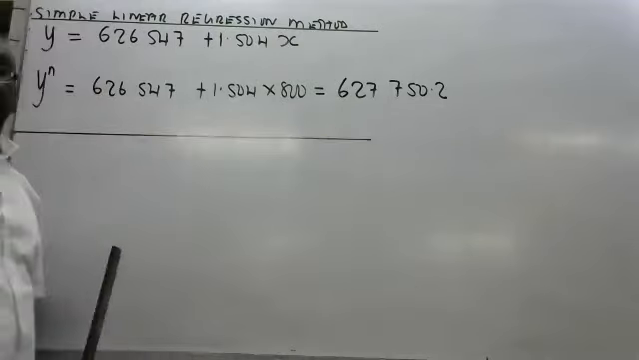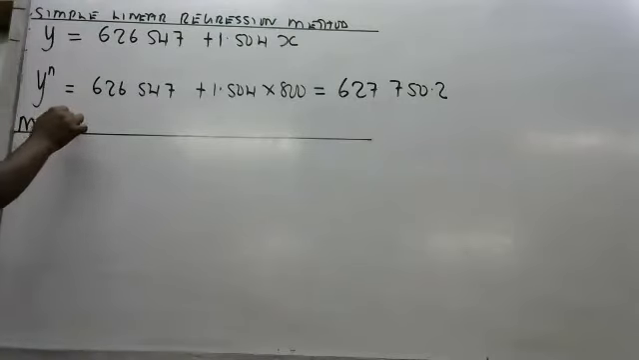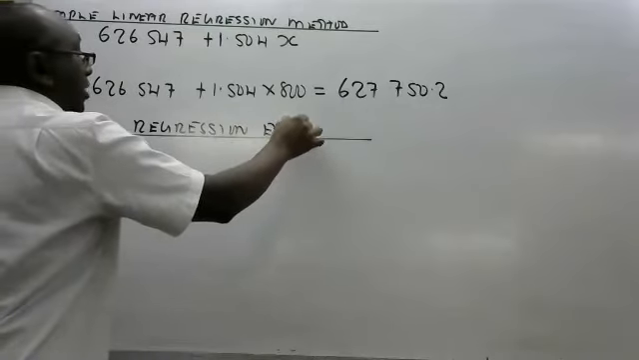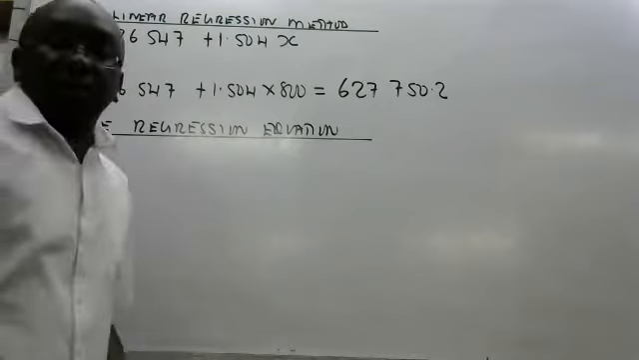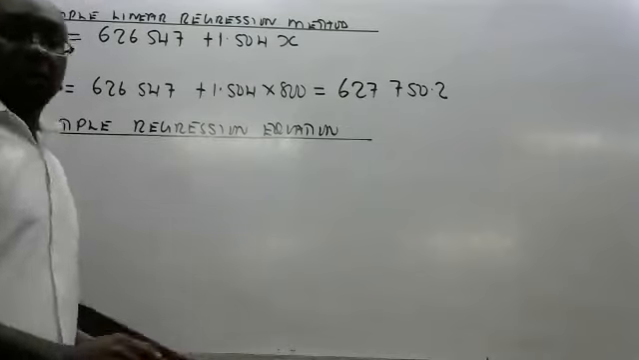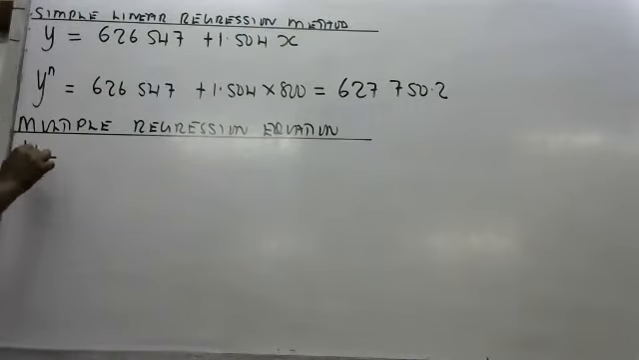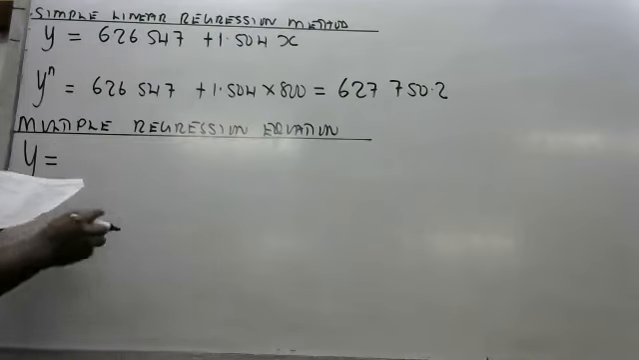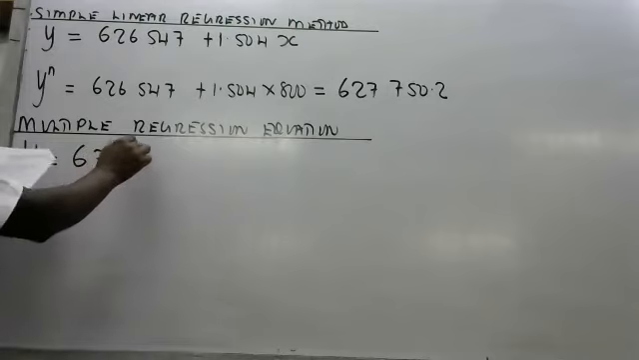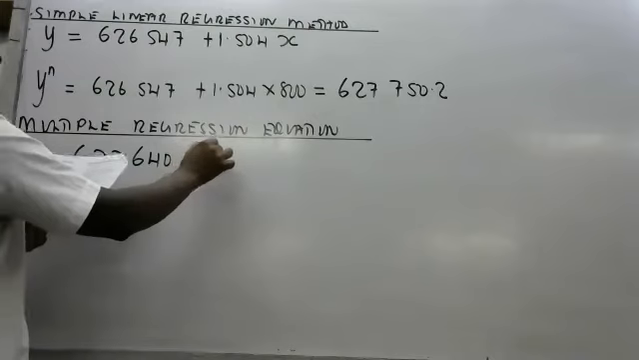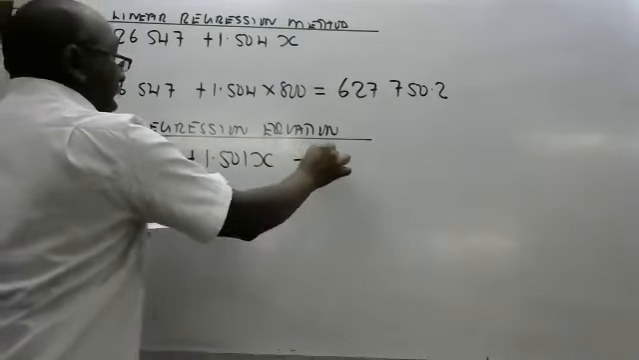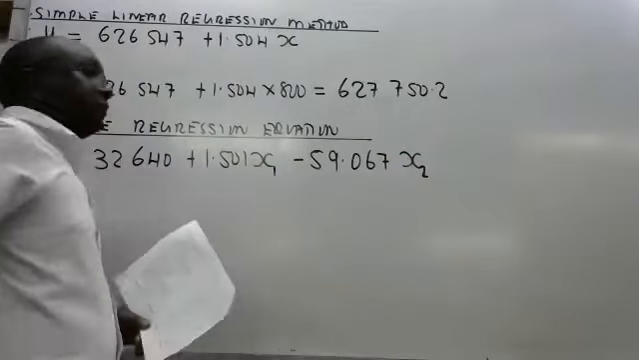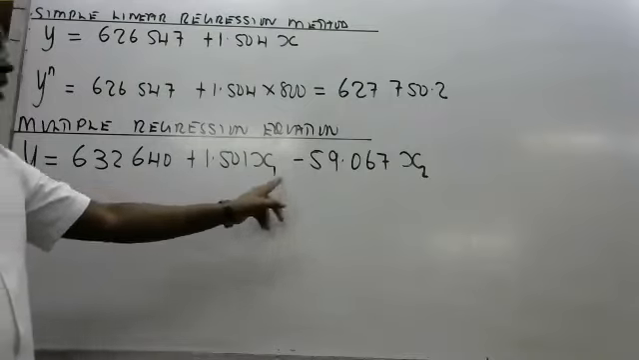Finally, they are asking about the multiple regression method or equation. Already we are given the results. When you go to information six, you find 6,2640 plus 1.501x minus 59.067. Now this one I'll call x2 and this one x1. X1 represents units and this one represents the index.